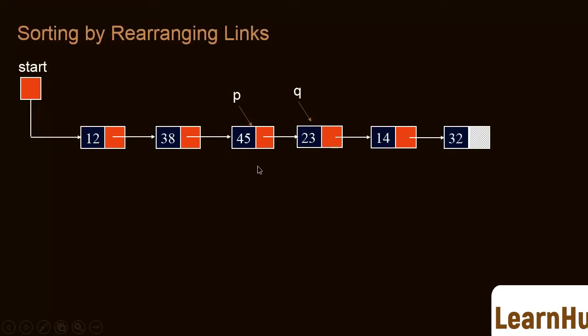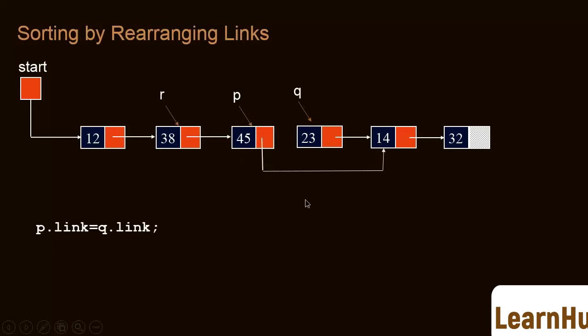Suppose in a pass, P and Q refer to these two nodes. Now P info is bigger, so we have to change the positions of these two nodes. This node should come here and this node should come here. For this, we need a reference to predecessor of this node. Now P link should refer to this node.